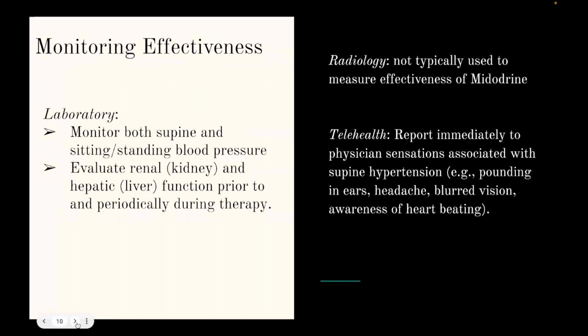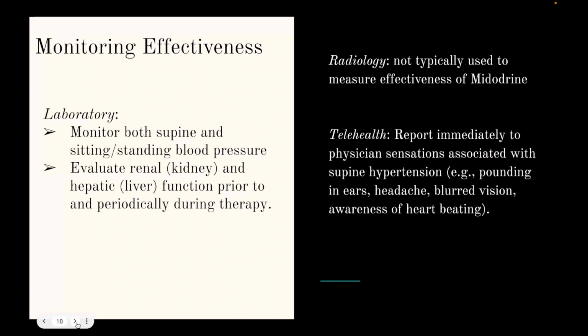And monitoring the effectiveness of Midodrine. You're mainly going to monitor effectiveness through lab testing, so monitoring both supine and sitting or standing blood pressures in order to compare, because a lot of the time Midodrine is used to treat orthostatic hypotension. And so it's really important to monitor their supine and standing blood pressure regularly and to stop the drug with caution if the BP is increasing excessively. And this is also something that you would determine acceptable parameters for with your healthcare provider.